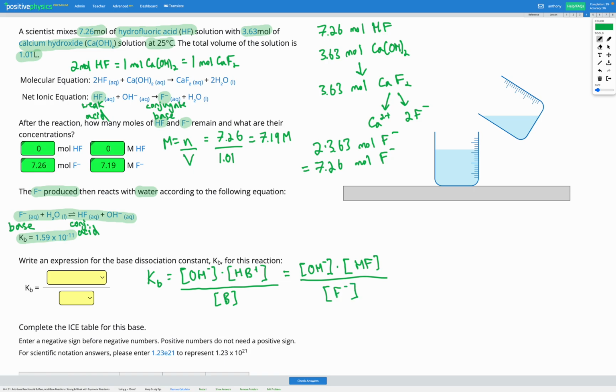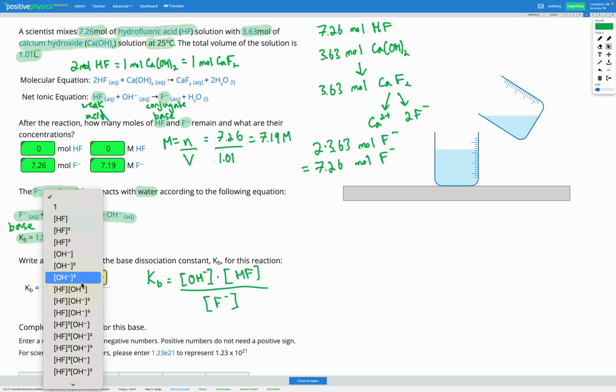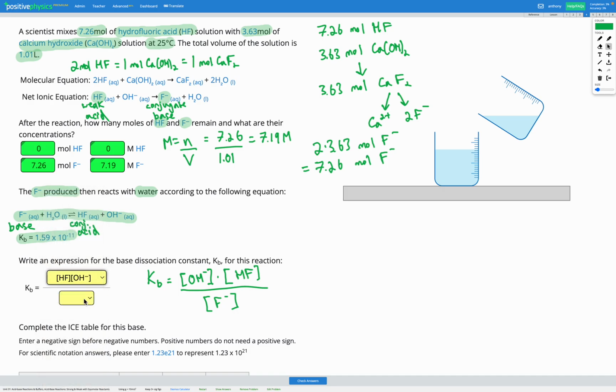Another way to think of this is that it's exactly the same as the equilibrium constant equation. On the top of our fraction, we have our products, HF and OH-. On the bottom, we have our reactants, F-, and H2O doesn't appear because it's a liquid, and we only have gases and solutions appearing in our equilibrium constant expression. So there's our base dissociation constant, Kb. So let's go ahead and fill that in here. We had OH- and HF on the top, and we had F- on the bottom.